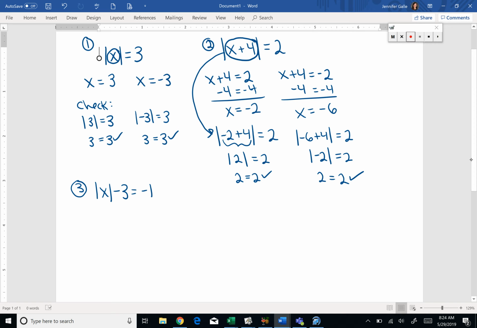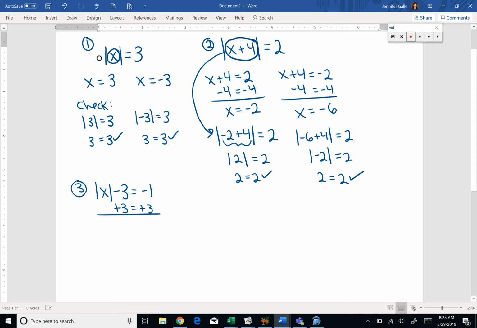Now in number 3, again, increase the level of difficulty a little bit. The absolute value bars are not by themselves. I need to get them there before I can consider the positive or the negative cases. So how am I going to get those absolute value bars all by themselves? What do I need to do? You add the 3. You add the 3 to both sides. To undo subtraction, we use addition.